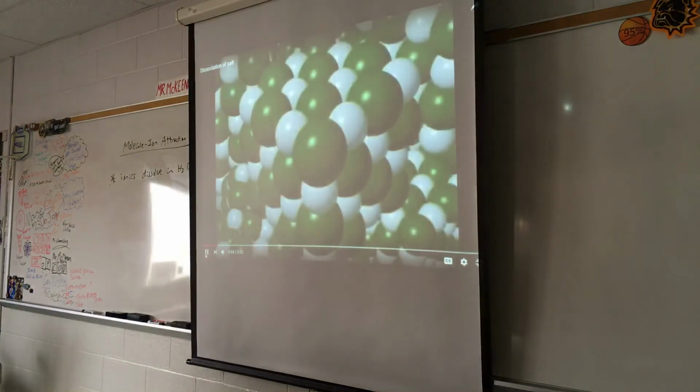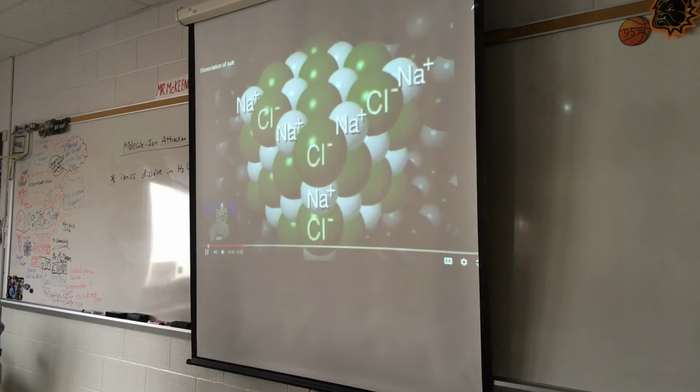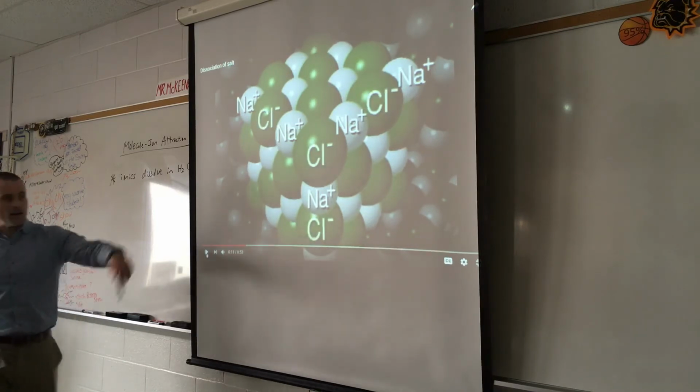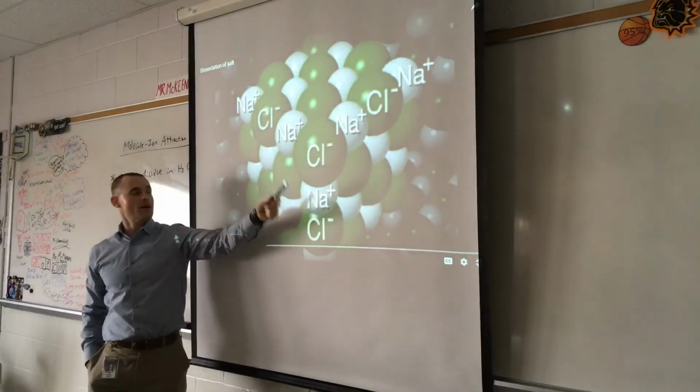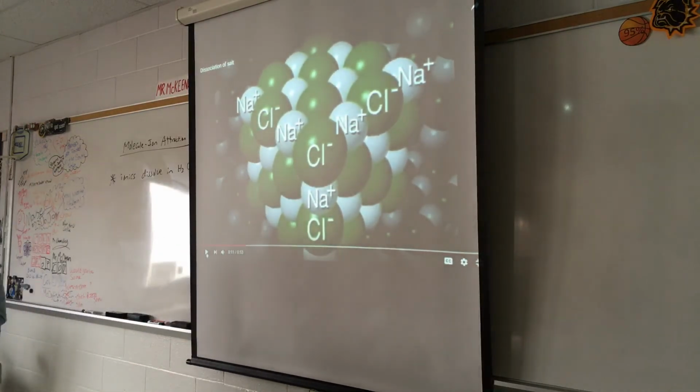Sodium chloride crystals are held together by attractive forces between the positively charged sodium and negatively charged chloride. Okay, so they should leave this up, but they don't. The green is Cl minus and the white is Na plus. Try and keep that straight. Keep watching. And ions.